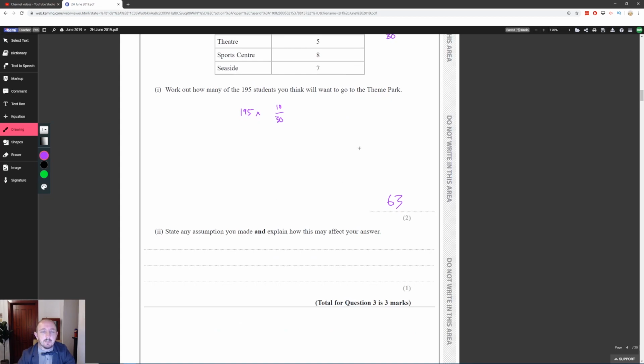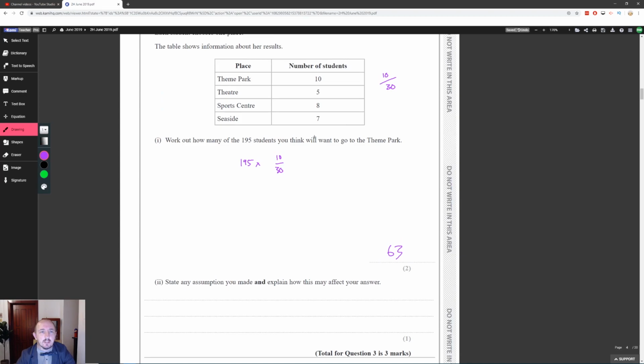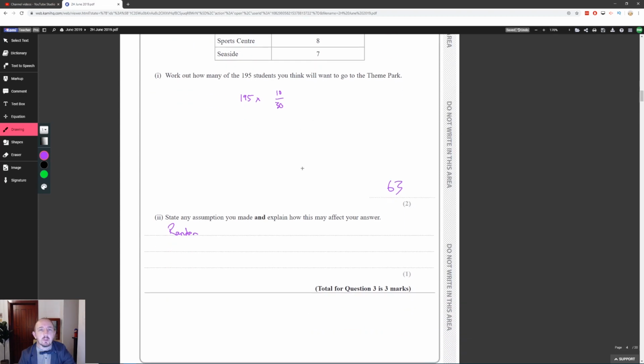State any assumption you made and explain how this may affect your answer. So we're assuming that this is a random sample, because if it isn't, then that would affect the numbers within these different categories, and this would change the number of students for each one. Okay? So we want this representative of our sample and having it in the right proportions for each one.